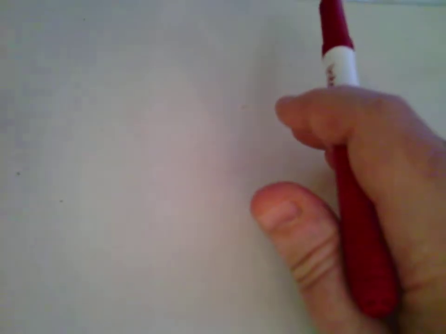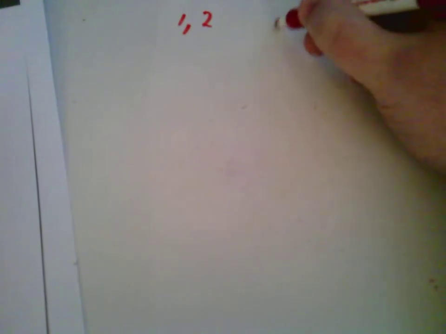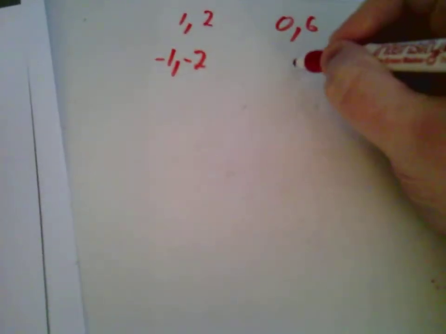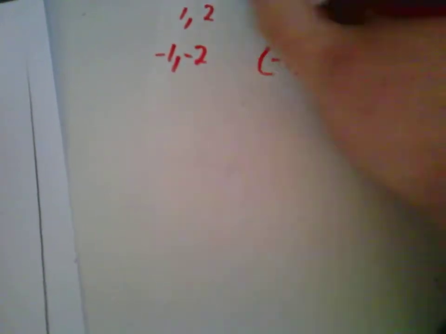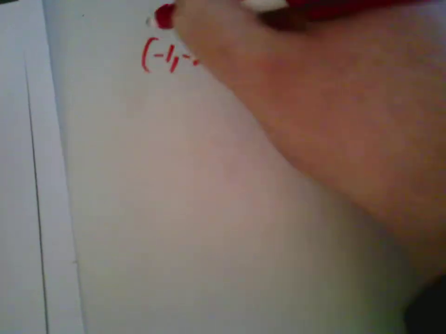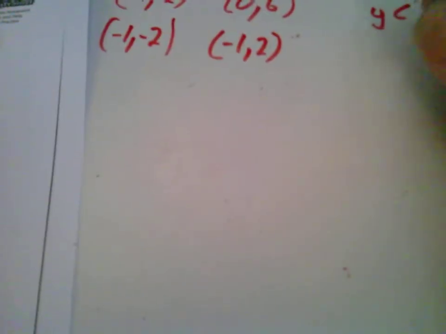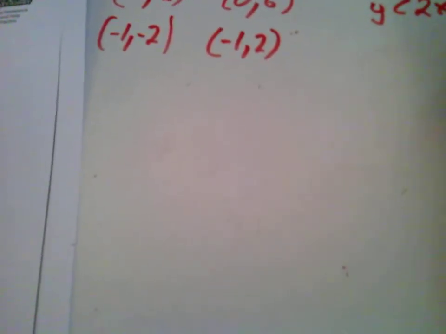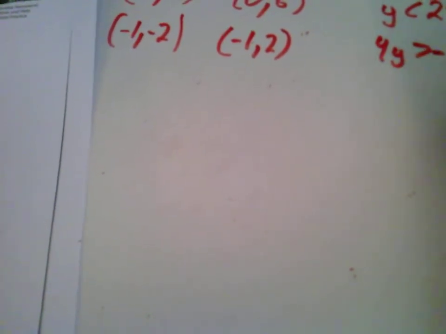What's the best way to do this? Well, you could plug in these points, (1, 2), (0, 6), (-1, -2), and (-1, 2). You could plug each of these points into these equations. y is less than 2x plus 5. 4y is greater than negative 4x minus 8.